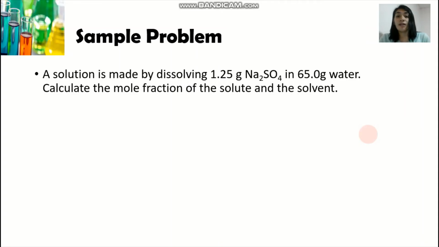So next, this one, we're getting the mole fraction. A solution is made by dissolving 1.25 grams sodium sulfate in 65 grams water. Get the mole fraction of the solute and the solvent. You may replay the video to check the formula.